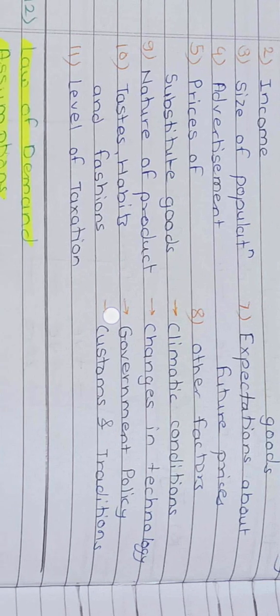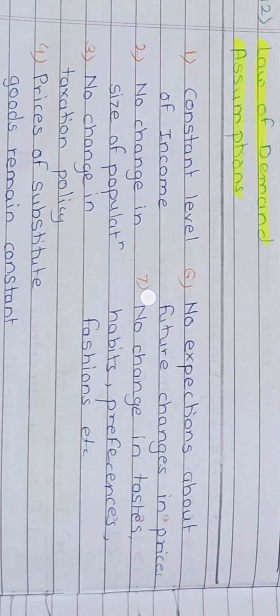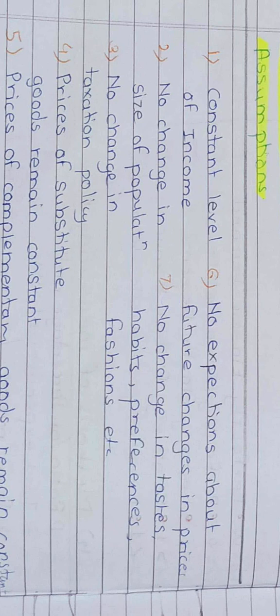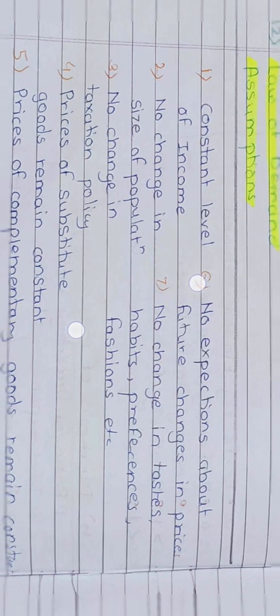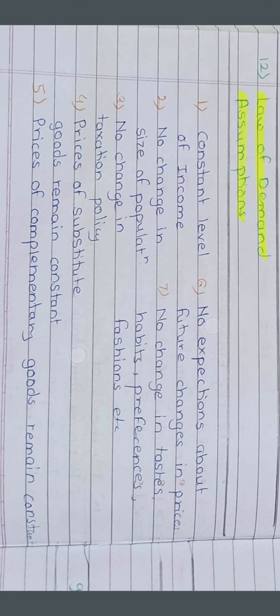Now let's see assumptions of law of demand. Constant level of income, no change in size of population, no change in taxation policy, prices of substitute goods remain constant, prices of complementary goods remain constant, no exceptions, no expectations about future changes in price, no change in tastes, habit, preferences and fashions, etc.